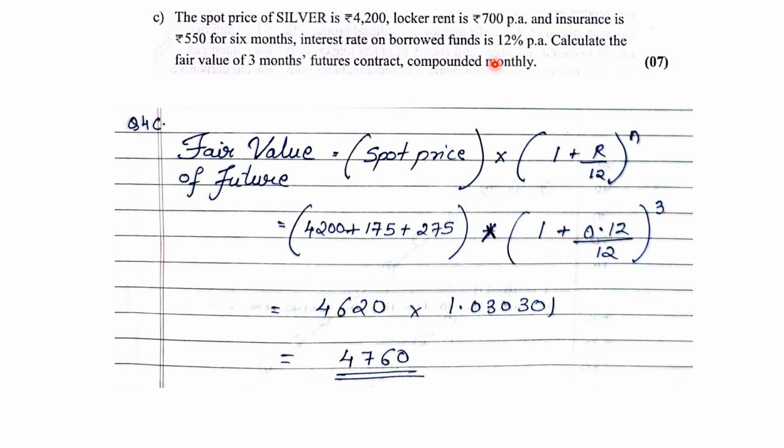But remember, if it is 3 months, everything has to be 3 months. Now this was 6 months, so we have to take it for 3. 700 per annum, we'll have to take it for 3 months. So this is how you'll have to solve the sum based on fair value of future based on compound interest. So you all can go through it once.